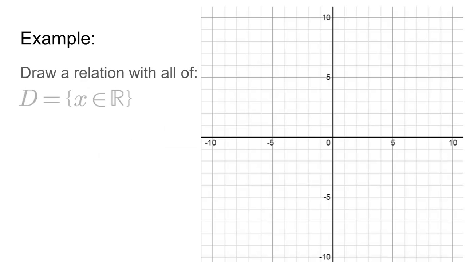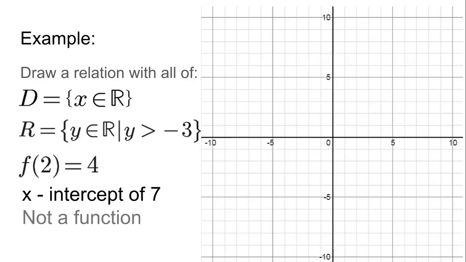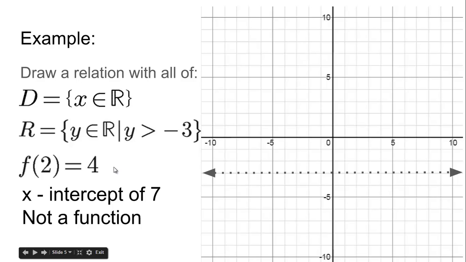Draw a relation with all of the following. This is an example that we could see: x is an element of the reals, range is greater than -3, (2, 4) is a point, and there's an x-intercept of 7, and then it's not a function. So we'll talk about how to make it not a function. So the first thing is we've got to be greater than -3, so we draw that restriction line at -3, and so y has to be bigger than that. We can use that as an asymptote. We can also use it as a hole, but remember that we have to have x an element of the reals. So we have to have a point at (2, 4).